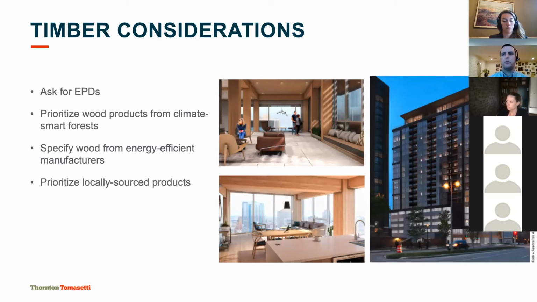I know there's an overbuild down at 80M. There's a project in Arlington that's got a mass timber component to it. The photo on the screen is a TT project out in Wisconsin that will be the tallest mass timber structure in North America, but there are considerations to mass timber. What's the EPD? Are they prioritizing wood products from climate smart forests? And as much as we can prioritize locally sourced products, the better.